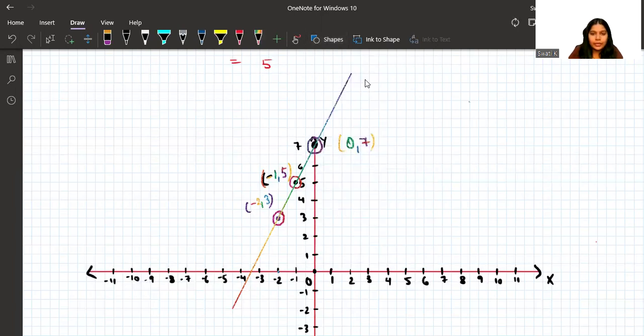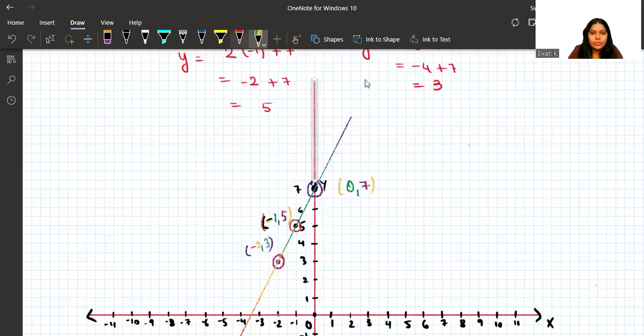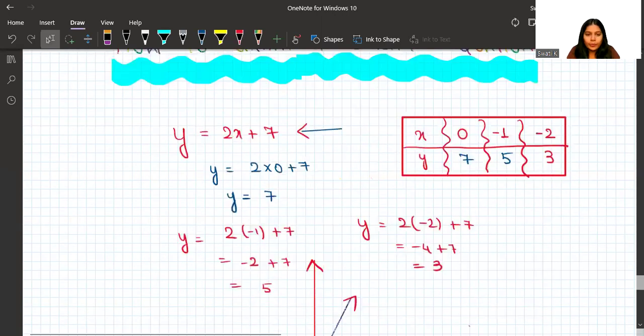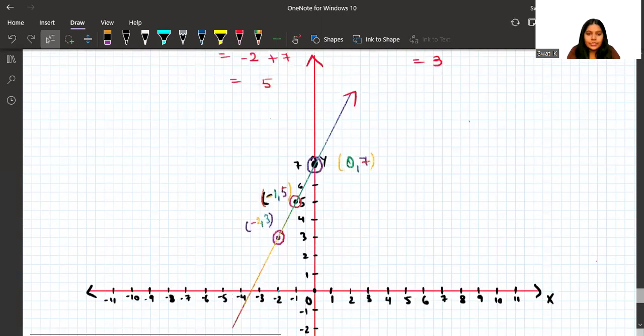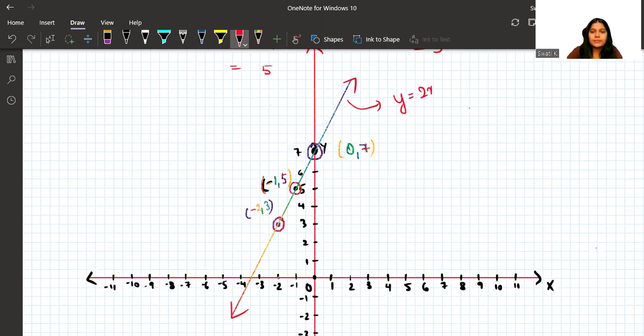Let me extend this a little bit. I was trying to extend it so that you can understand that this is still on the graph only. So we had our equation, y equals 2x plus 7, and this straight line that you can see represents y equals 2x plus 7, and that's the answer. This is how we can draw any linear equation on the graph.